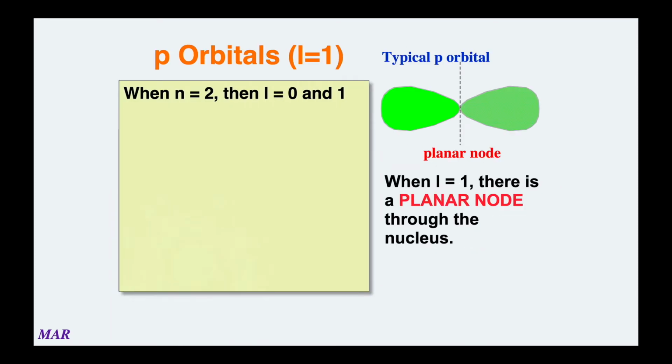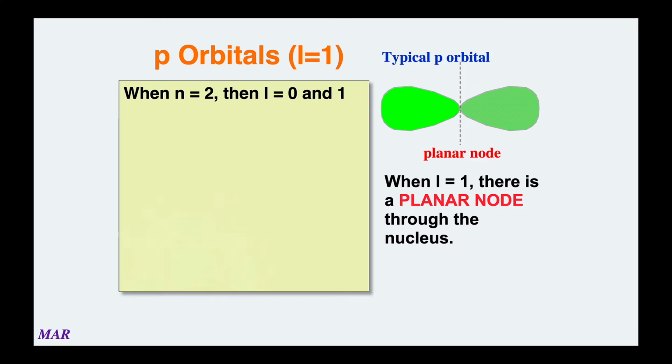We talked about n equals 1, what happens then. Let's now talk about n equals 2. Now when n equals 2, you have two possible values for L. Remember, L goes from 0 up to n minus 1. So that means the allowed values of L will be 0 and 2 minus 1, which is 1. So when n equals 2, you've got two L values.